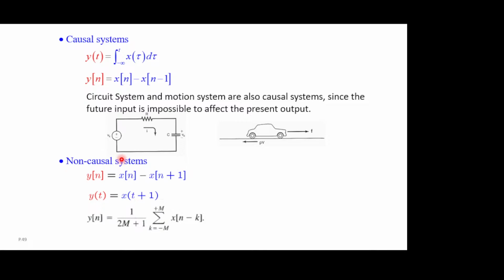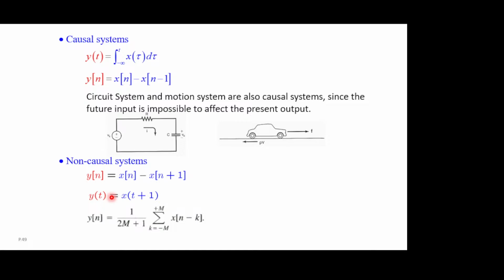But then here we have something that looks very similar, but it's not causal. If y of n equals x of n minus x of n plus 1, then this n plus 1 is bigger than n, so you depend on x of something bigger than n, and this is not causal. Or even easier, y of t equal to x of t plus 1: you are looking into the future. You are advancing your signal a little, so this is not causal.